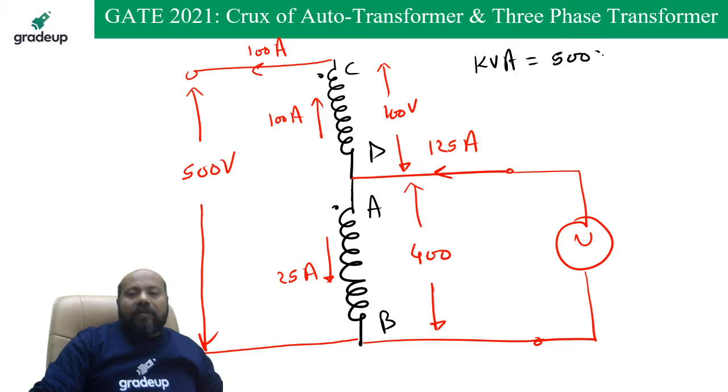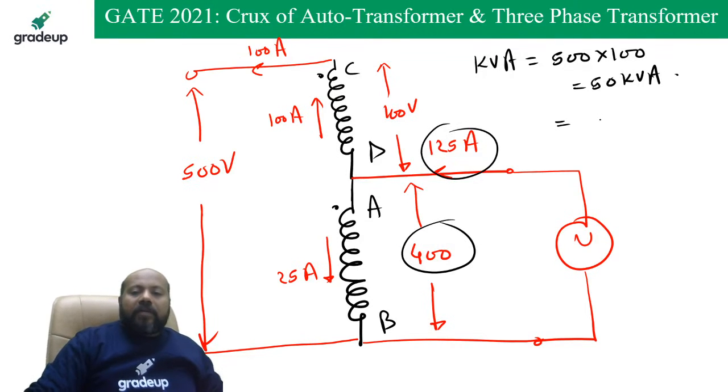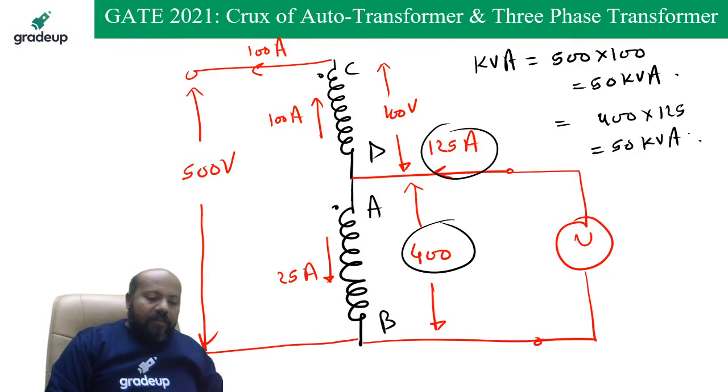Now if you see, what is the kVA for this connection? It is going to be 500 multiplied by 100, that is 50 kVA. Or you can write it equal to 400 multiplied by 125. Also you will get the same thing. Input and output VA is going to be the same for both the sides, primary or secondary.